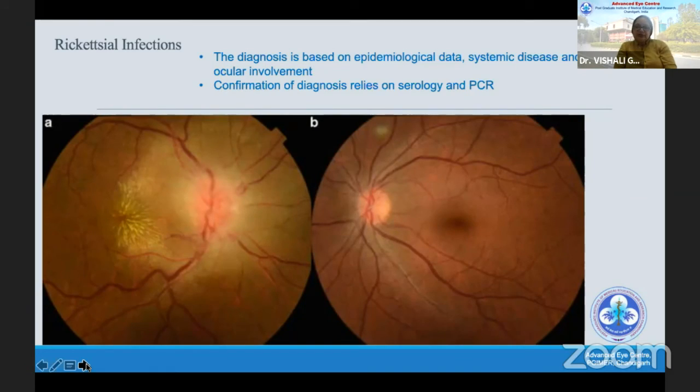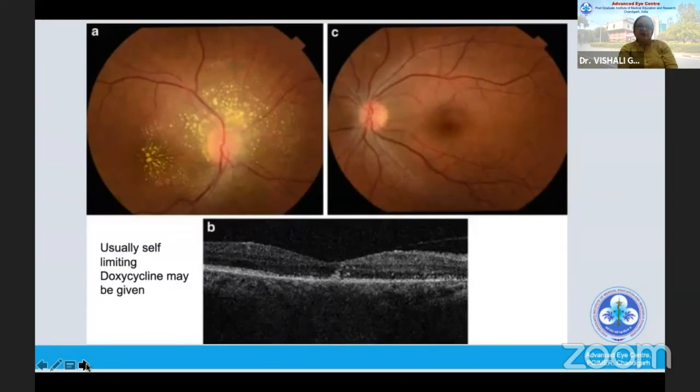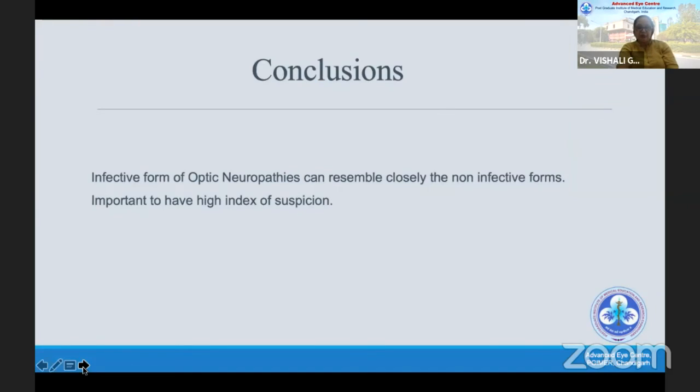So the diagnosis is basically based on epidemiological data, systemic disease, and ocular involvement. It is by and large self-limiting. You may not really have to diagnose it, but if required, PCR. And this is following treatment with doxycycline, but you can just not treat also, even then it will respond.